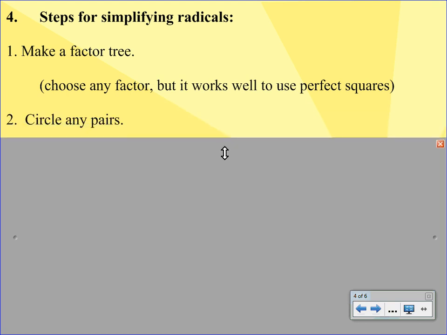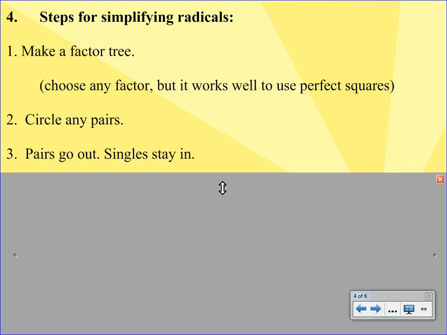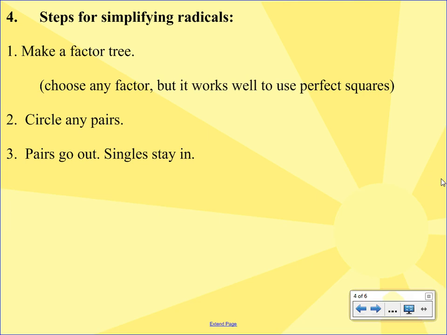Step 2 is to circle any pairs. So let's say in your factor tree you had 2 3s. You would circle the 3s. If you had 2 5s, you would circle the 5s. After you're done circling the pairs of numbers, we're going to send the pairs outside of the radical, and the singles are going to stay in.